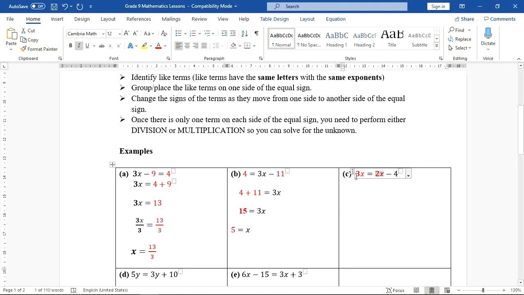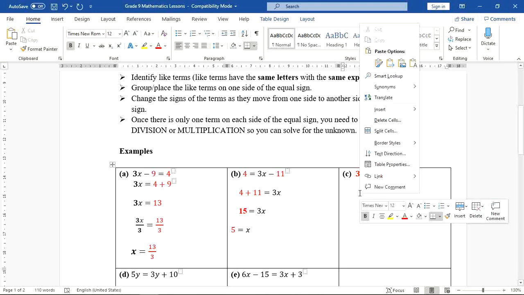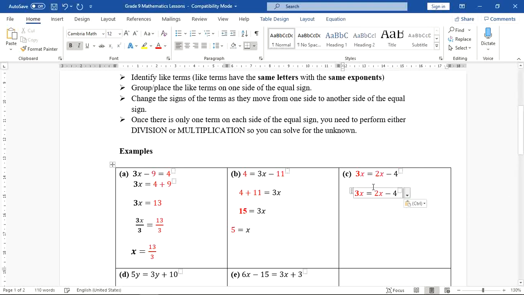So what we need to do, we need to move 2x to the left hand side, and if we do that, it's going to change the sign from positive to negative. Just want to show you what I'm talking about. Here we go. So we say minus 2x, and if we do that, it can now disappear from here. So now this sign must be there, right? It's negative 4. So it's 3x minus 2x should give us negative 4.